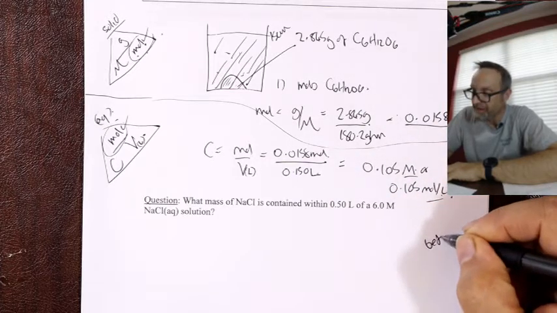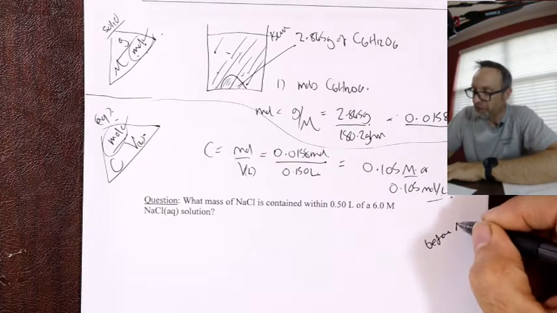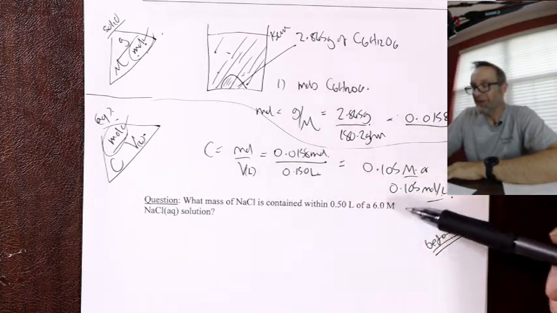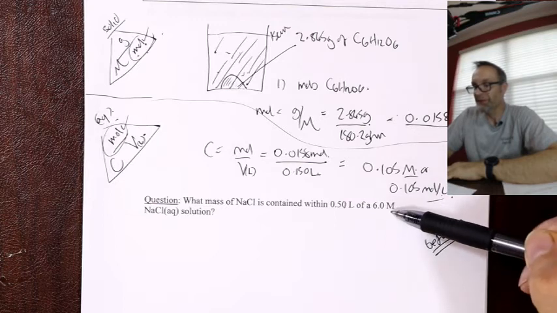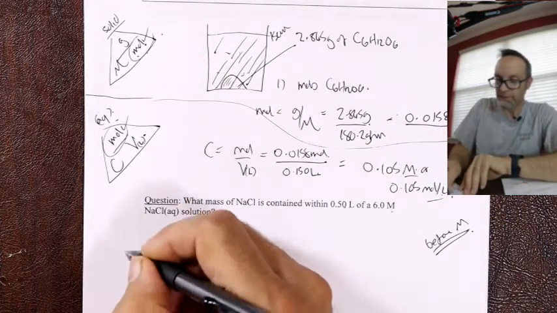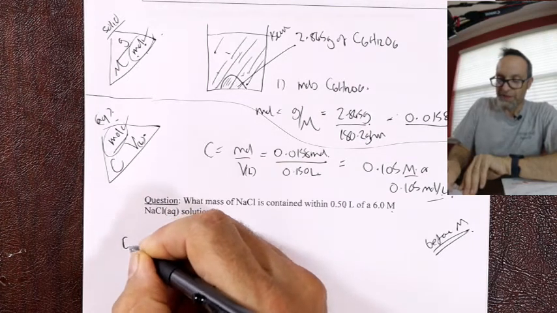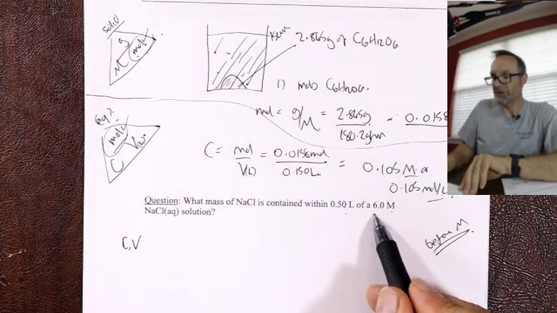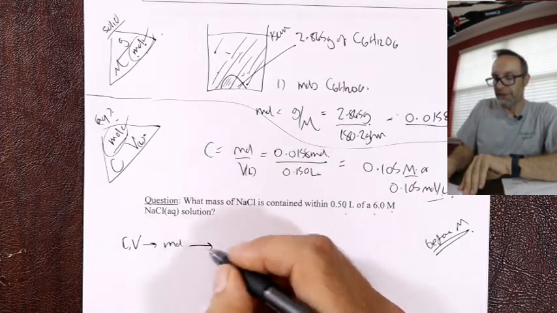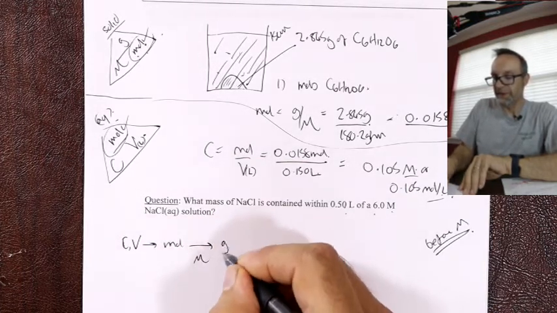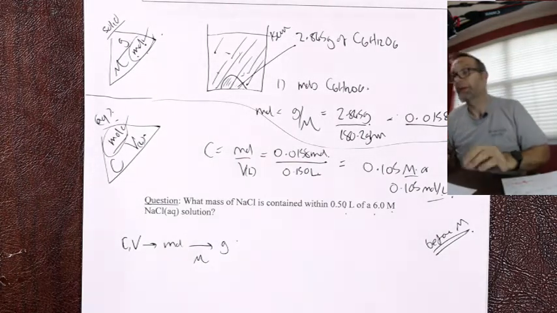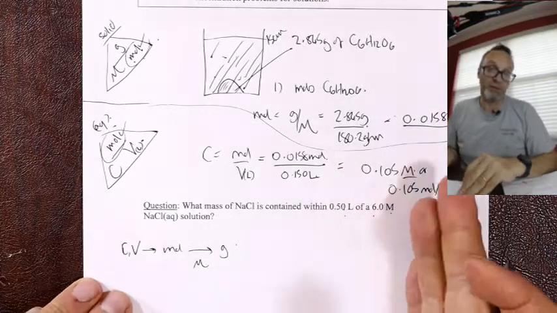If you can get this to me before Monday, 11:59 Sunday night: what mass of NaCl is contained within 0.5 liters of 6 moles per liter solution? You're going to start with concentration and volume. Concentration times volume equals moles. Once you have moles, you can use molecular weight to figure out the grams. Hopefully that will work for you. Again, the usual thing.